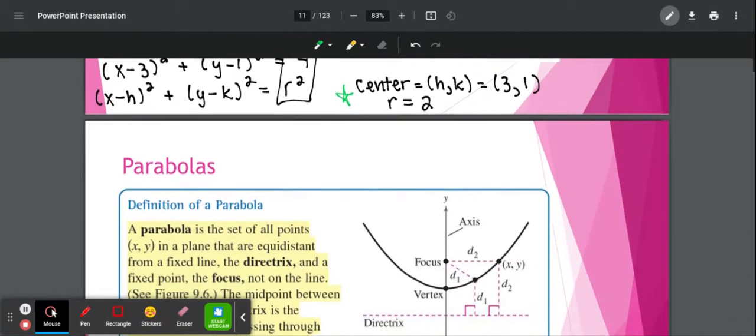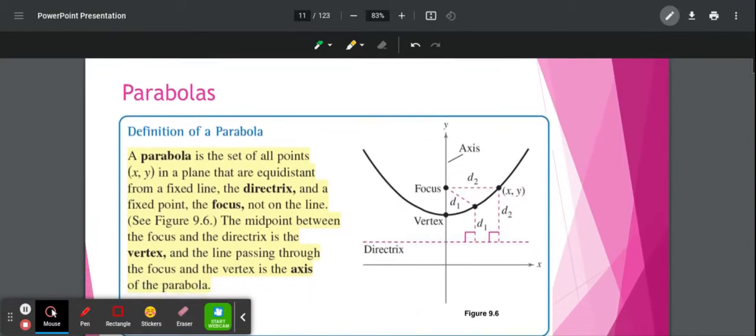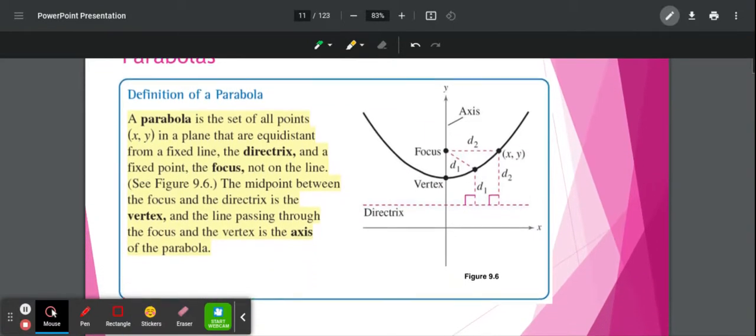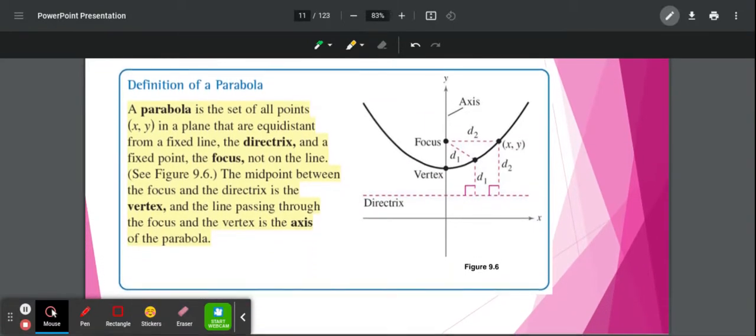The next thing in this section is parabolas. So for your parabola, you can either have a vertical parabola or a horizontal parabola. And when they talk about the axis, that's the axis of symmetry with your parabola. So if you were to draw an axis of symmetry, if it's vertical, then your axis would be vertical. If it's horizontal, your axis would be horizontal.